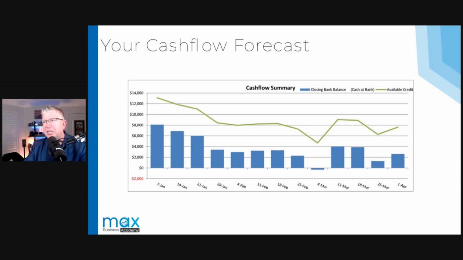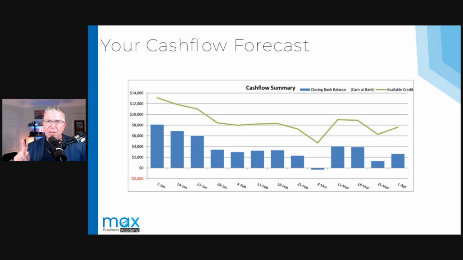Now, you can see this particular example here. This business, when it gets to the 4th of March, is running into a small cash flow problem. But it's not a big deal over the whole quarter because you can see it goes straight back into positive cash flow. By having this in front of you as a business owner, it allows you to make better business decisions.